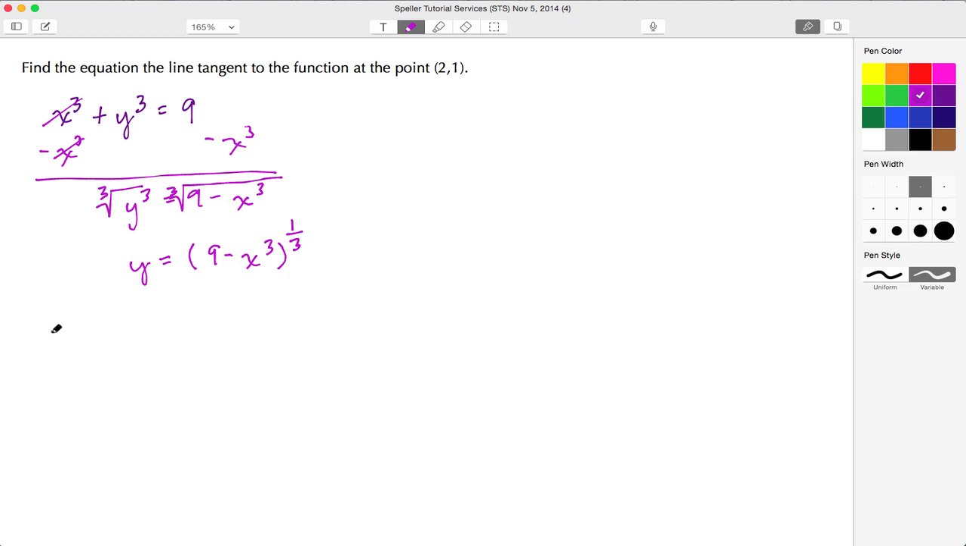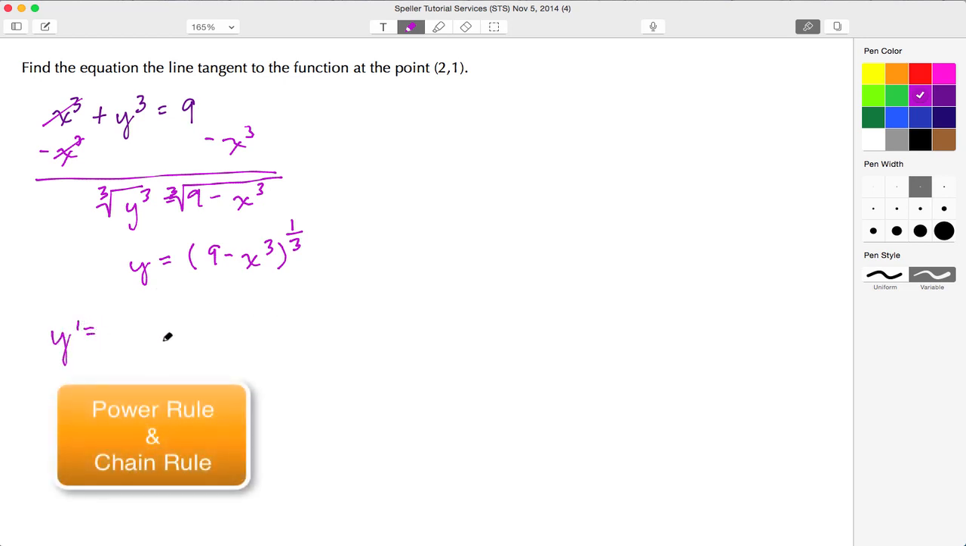At this point, I want to take the derivative of y, so here y prime, I'm going to use the power rule. This 1/3 comes down to the front as a coefficient. Then I'm going to rewrite everything inside the parentheses, 9 minus x to the third, and I need to subtract 1 from 1/3. So that's really going to be 1/3 minus 3/3, and then I need to multiply by the derivative of the inside. Here the derivative of 9 is 0. The derivative of negative x cubed is actually negative 3x squared.